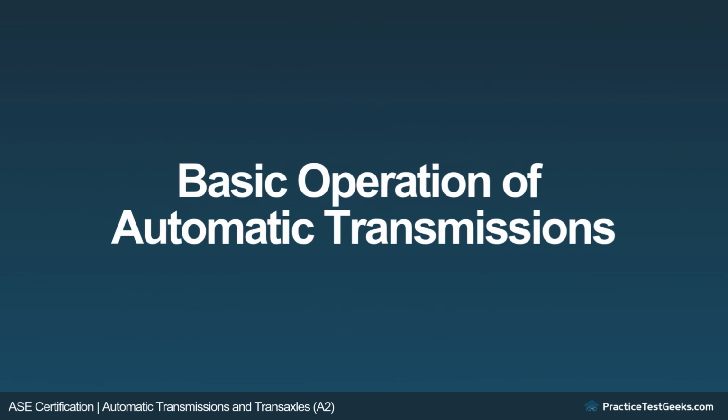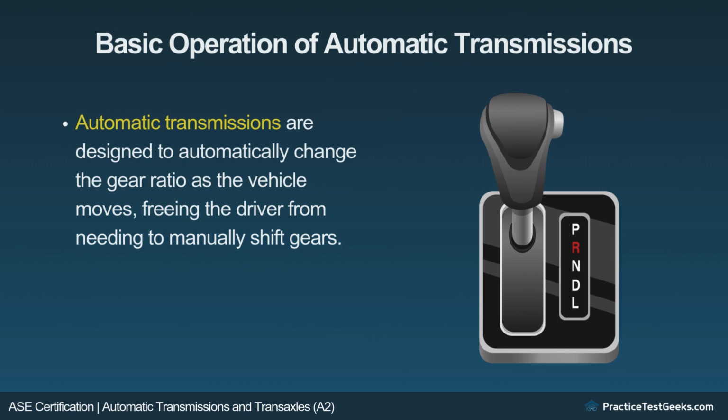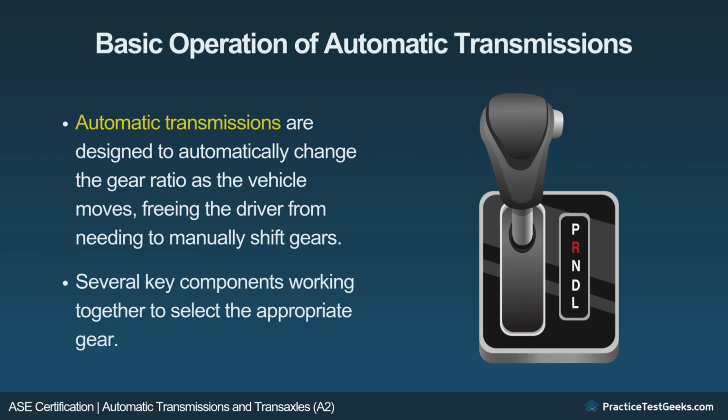Basic operation of automatic transmissions. Automatic transmissions are designed to automatically change the gear ratio as the vehicle moves, freeing the driver from needing to manually shift gears. The operation of an automatic transmission involves several key components working together to select the appropriate gear based on the vehicle's speed and engine load.